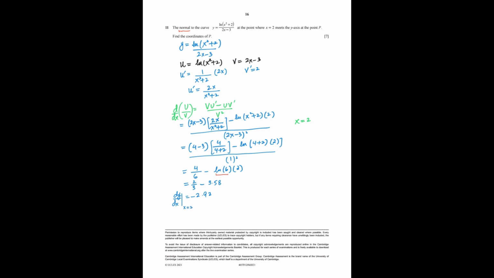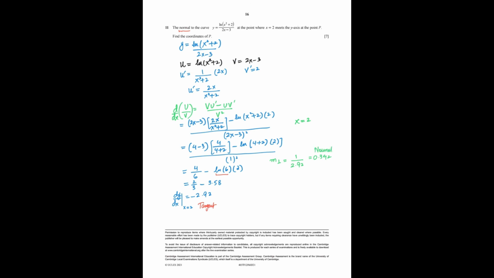Keep in mind that this gradient is for the tangent, not for the normal. Alright. In order to find the gradient of the normal, that will be negative reciprocal. So you can say that it will be equals to 1 divided by 2.92, and when you solve it you will get the value of 0.342. That is the gradient of your normal.